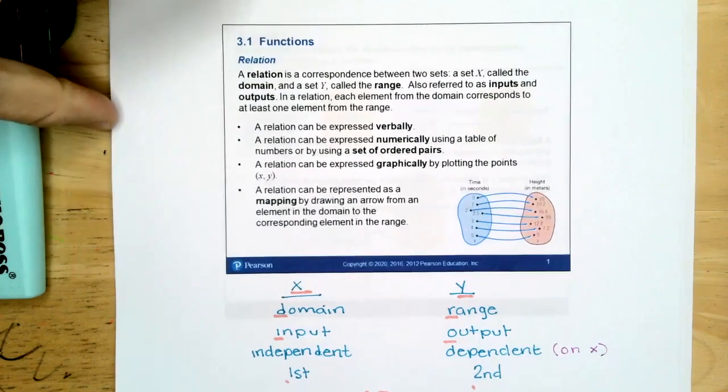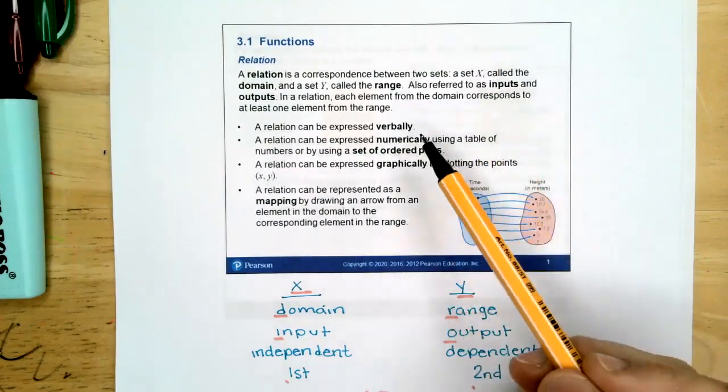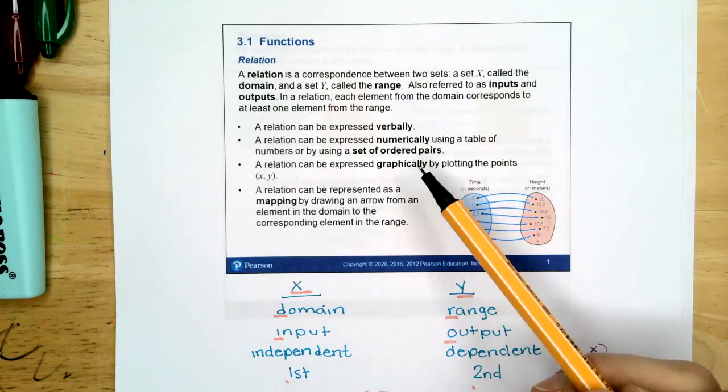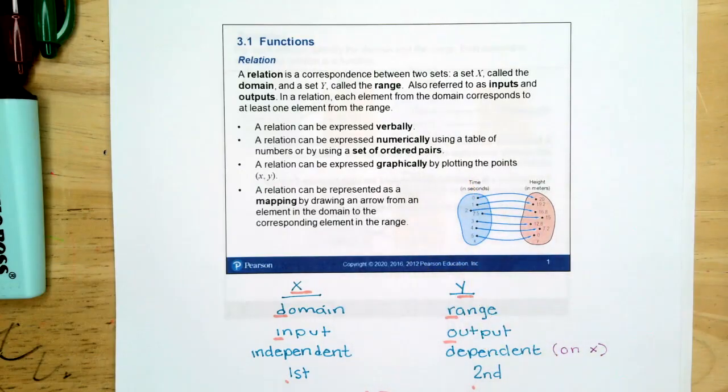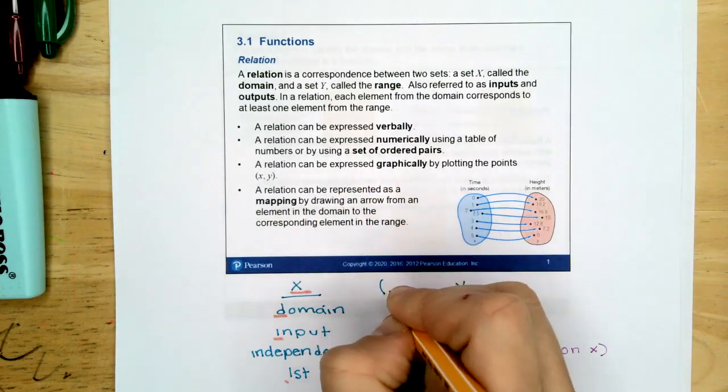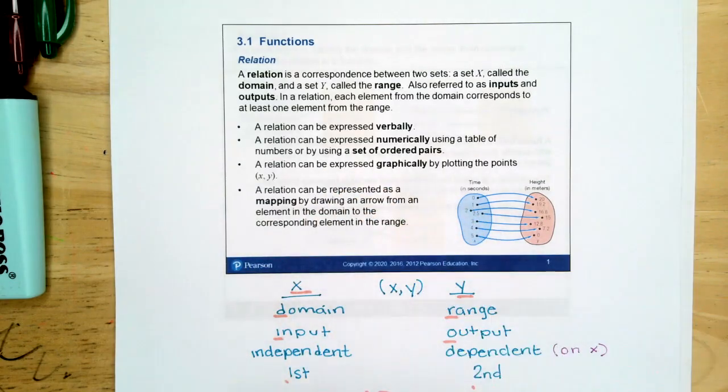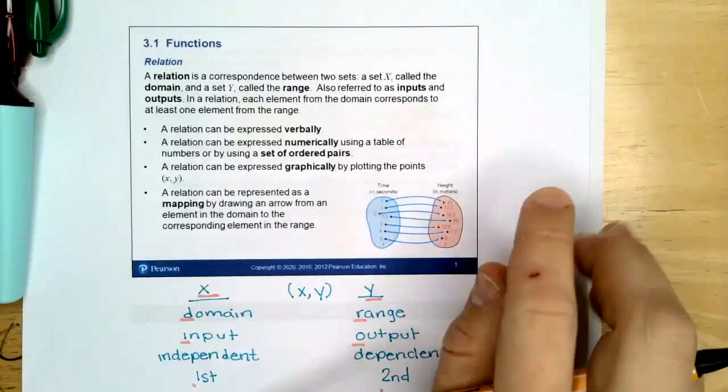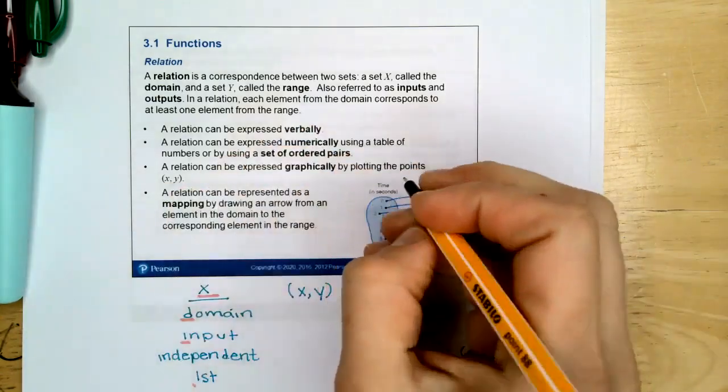There are many ways to express a relation. A relation can be expressed verbally, numerically, using a table of numbers or a set of ordered pairs, or it can be expressed graphically by plotting the points x, y, right? Because x, y is just like the point x comma y, okay? A relation can also be represented as a mapping by drawing an arrow from an element in the domain to the corresponding element in the range. Good?